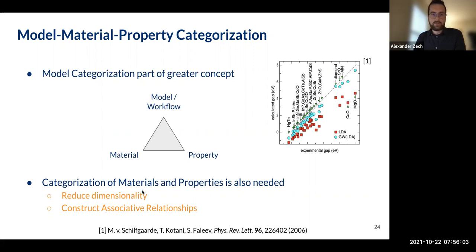First of all, we need to reduce dimensionality. If every material is treated at the same level, the chemical space is just too vast in order to find these relationships. And also, by categorizing the material and property as well, we can then construct associative relationships.